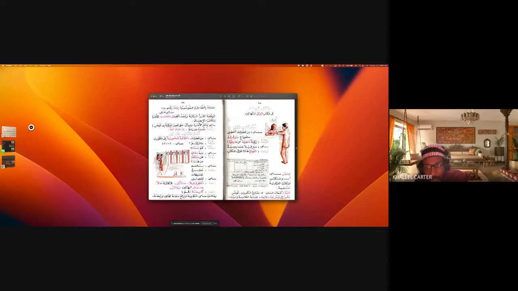And so the mubtada here is mahdhuf. It's missing. So it could be hadha dars, this lesson is in the Telegram and phone office, or it could be Sammy, then a shakhsiya, the character. His name is Sammy.